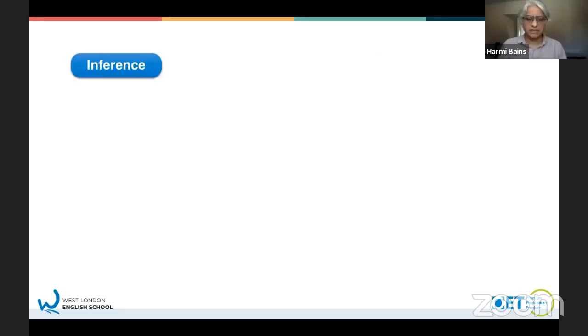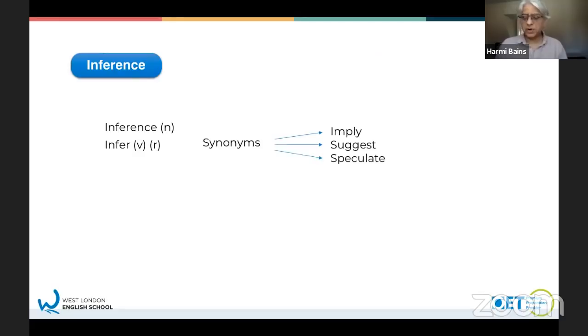So what is inference then? Let's have a quick look. It's a noun, and the verb is to infer. It's a regular verb, so inferred in the past. Some synonyms of infer are imply, suggest, or speculate. There's probably quite a lot more, but they're similar words, and these give you an idea about what inference is. Essentially, it's when you're making an educated guess. You're guessing, and your guess is based on evidence. This is really useful for reading part C, because the answers are never so direct or obvious. Sometimes you're gonna have to infer what the writer is telling you.